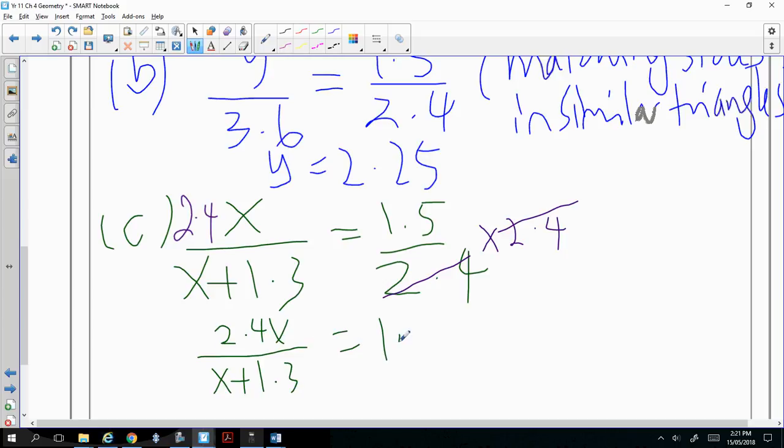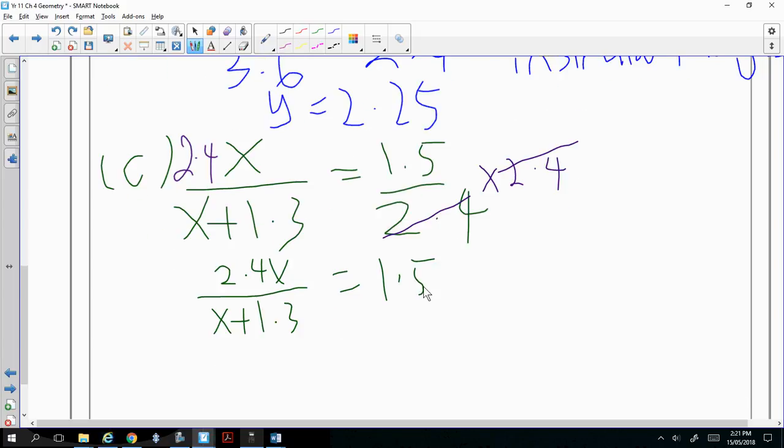And then that can cancel, which is equal to 2.4x equal to 1.5 times (x plus 1.3). And to solve it, you expand, collect like terms. Okay, have a try.